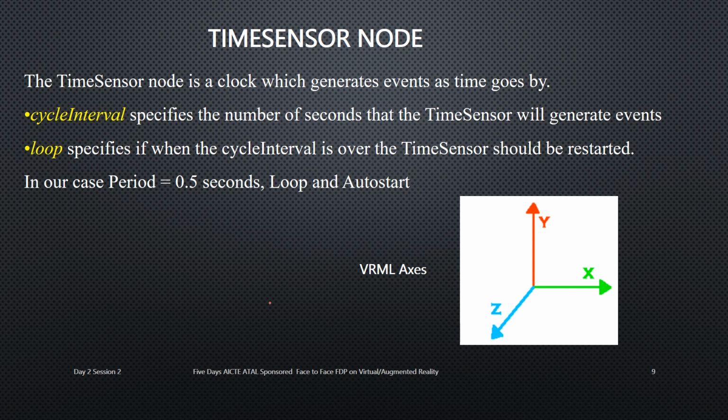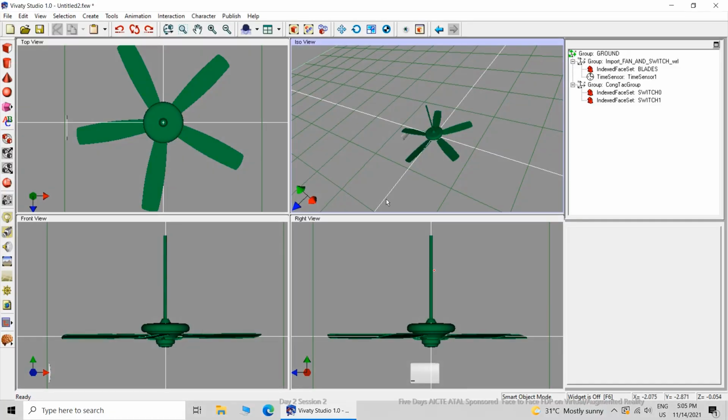Now these are the VRML axes, X, Y and Z. These are the default axes. So we are rotating about the Y axis, and again it will follow the thumb rule.